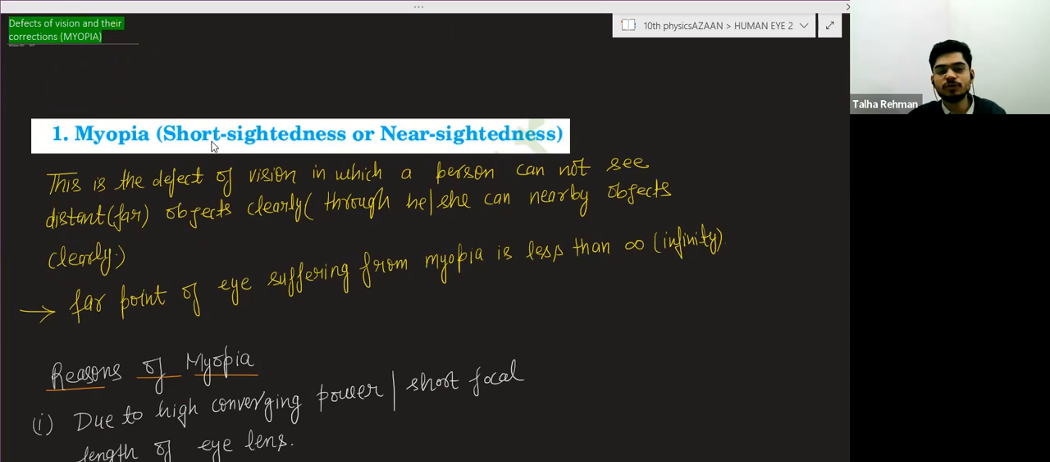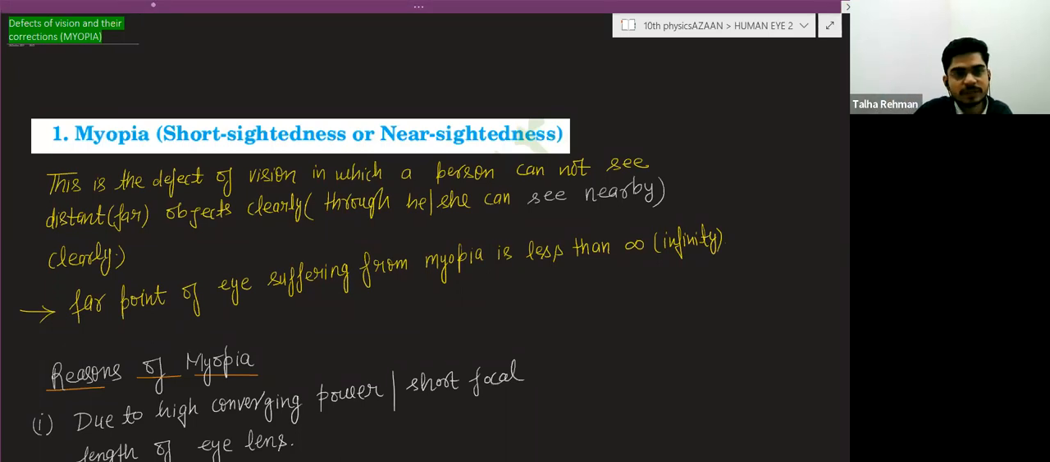Myopia is also known as short sightedness or near sightedness. This is the defect of vision in which a person cannot see the distant object clearly, though he or she can see the nearby object clearly. So nearby objects can be seen clearly, but distant objects cannot be seen clearly. So now this is myopia.